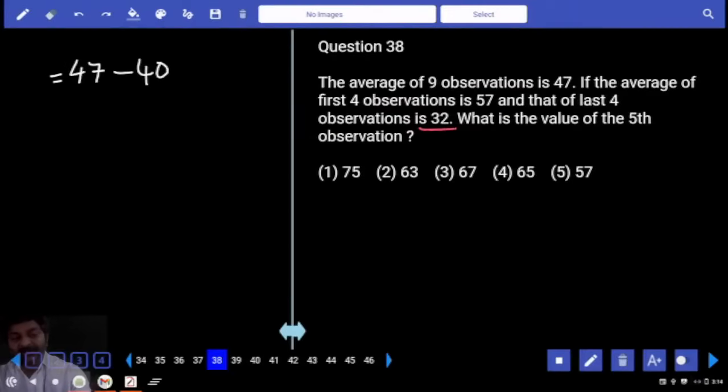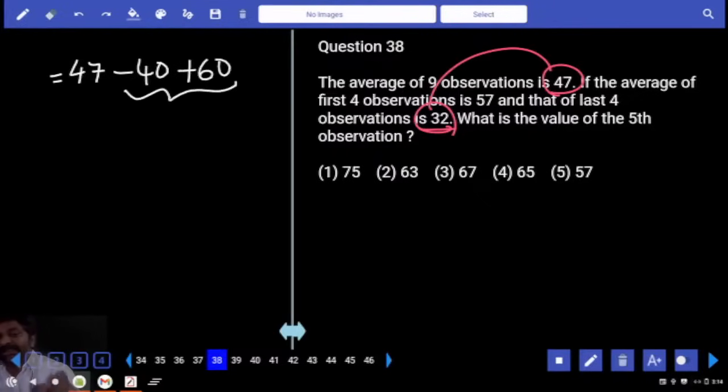Average of last 4 numbers is 32, which is 15 less than original average. Like that 4 numbers are there. 4 into 15, 60 less. As it is reverse effect, we will add 60. Plus 60 minus 40, plus 20. 20 added to 47, 67, third option.